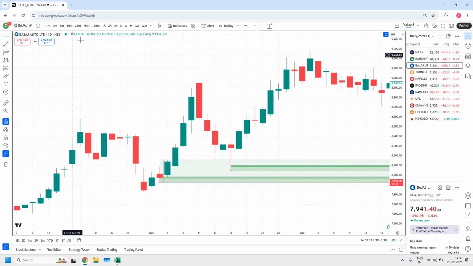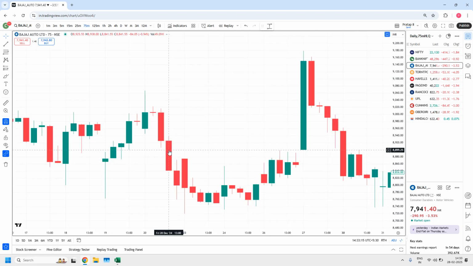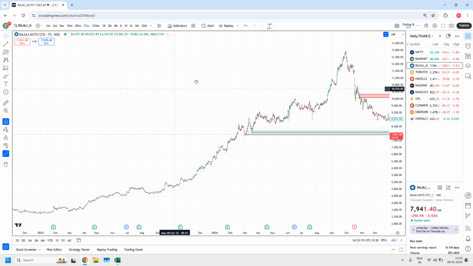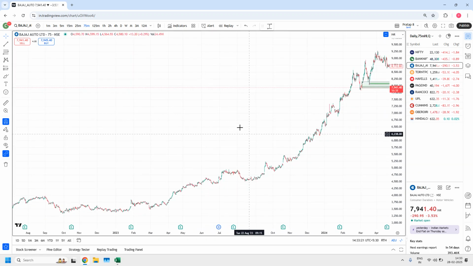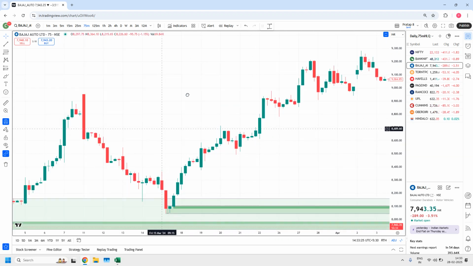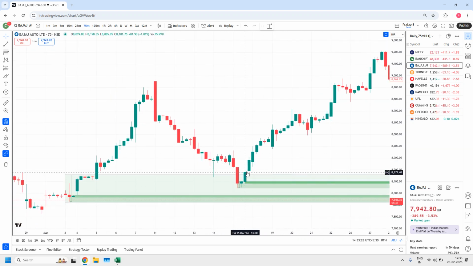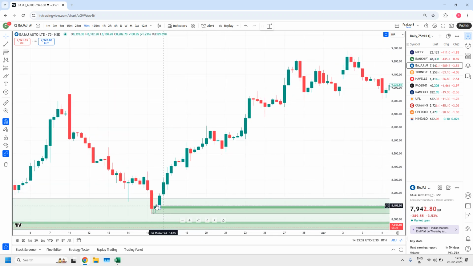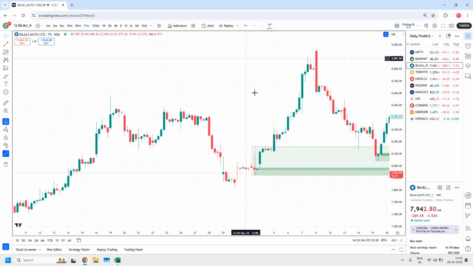So this zone we fine-tuned with the 75 minutes time frame and identified two 75 minute zones inside the daily zone. Let us look into them. This is the first one: drop, base, rally and follow-through candles. The 75 minute zone. There is one more here.